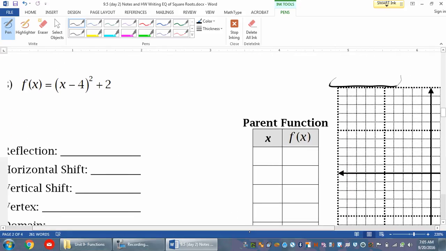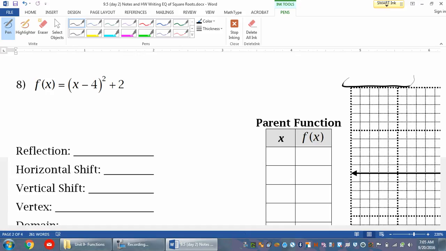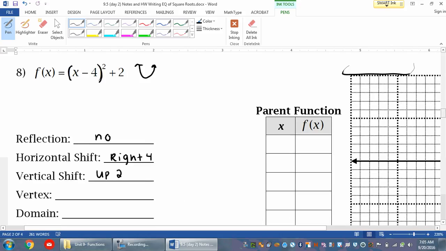Next one. All right, number 8. Notice you have the parentheses. So you're dealing with a U-shaped graph, a quadratic. Do you have a reflection? No, because there's no negative in front. Horizontal shift, minus 4 means right 4. Plus 2 is up 2. Notice I asked for vertex now because the quadratics have vertexes. We have arrows on both sides. And vertex is 4, 2.